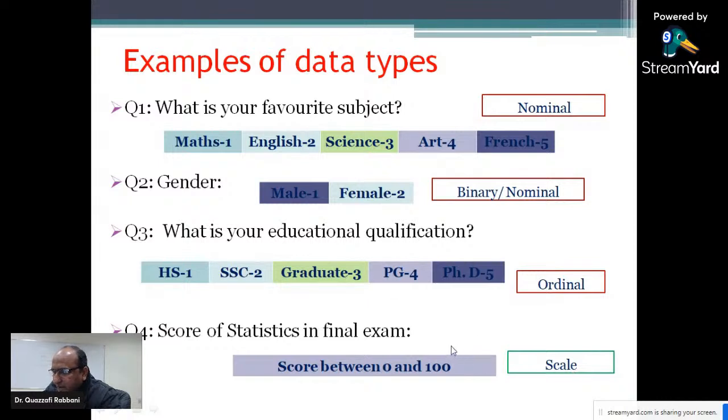Similarly, the scale data, that is the quantitative data, for example the score of the statistics in the final exam, a score between 0 to 100. So there are infinite values from 0 to 100, and any value may be the score of the statistics in the final. So this is the scale data. You can add two scores, you can multiply two scores and get numbers. So in scale data, you can apply mathematical operations.